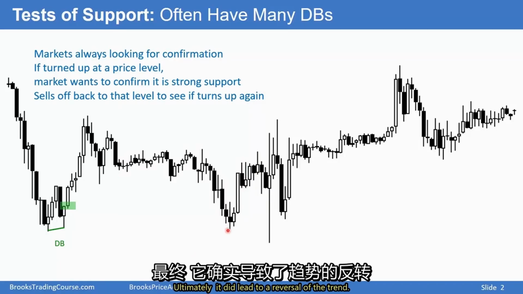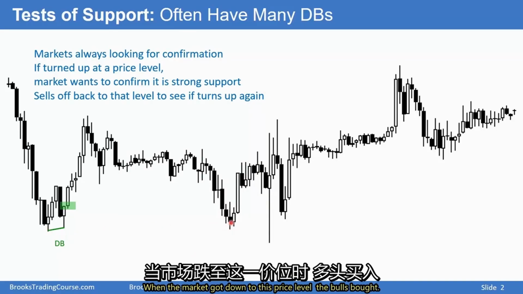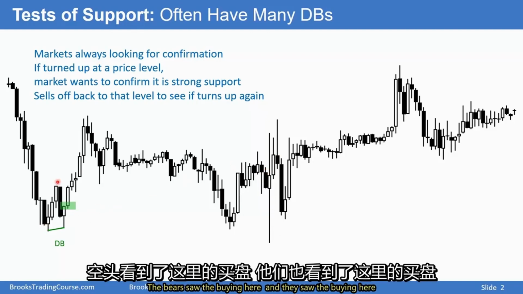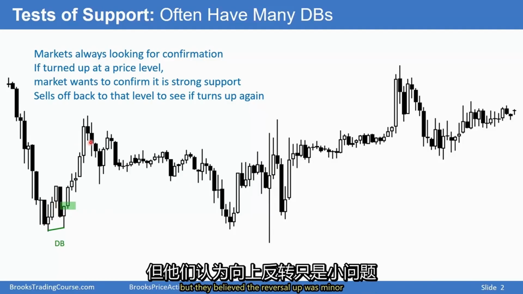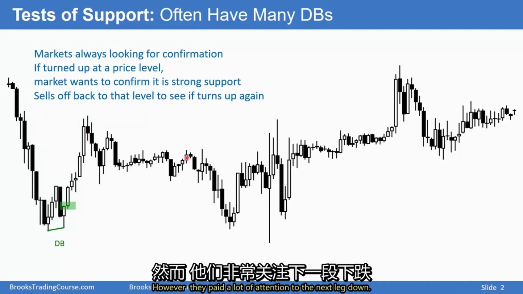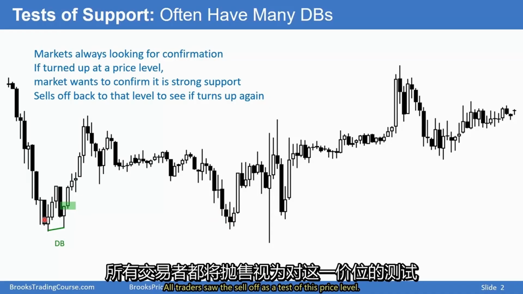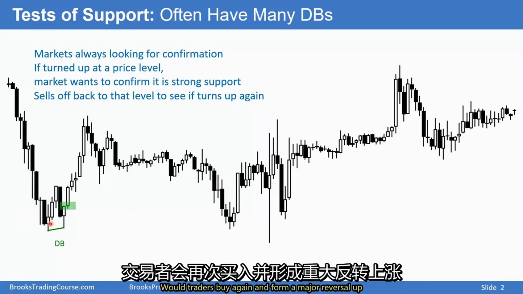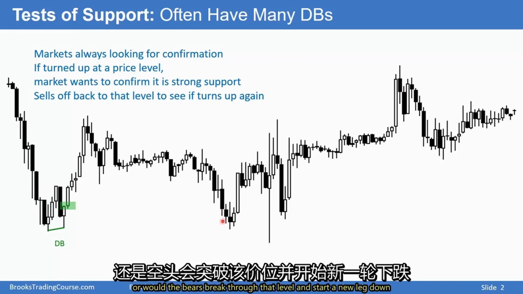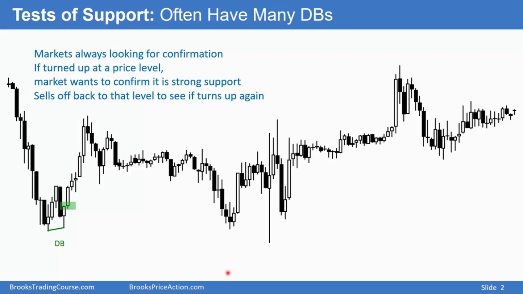When the market got down to this price level, the bulls bought. It got down to it again here. They bought again. The bears saw the buying here and they saw the buying here, but they believed the reversal up was minor because it's the first reversal in a strong bear trend. However, they paid a lot of attention to the next leg down. They saw this, all traders saw this sell-off as a test of this price level. Would traders buy again and form a major reversal up, either a trading range or a bull trend, or would the bears break through that level and start a new leg down?